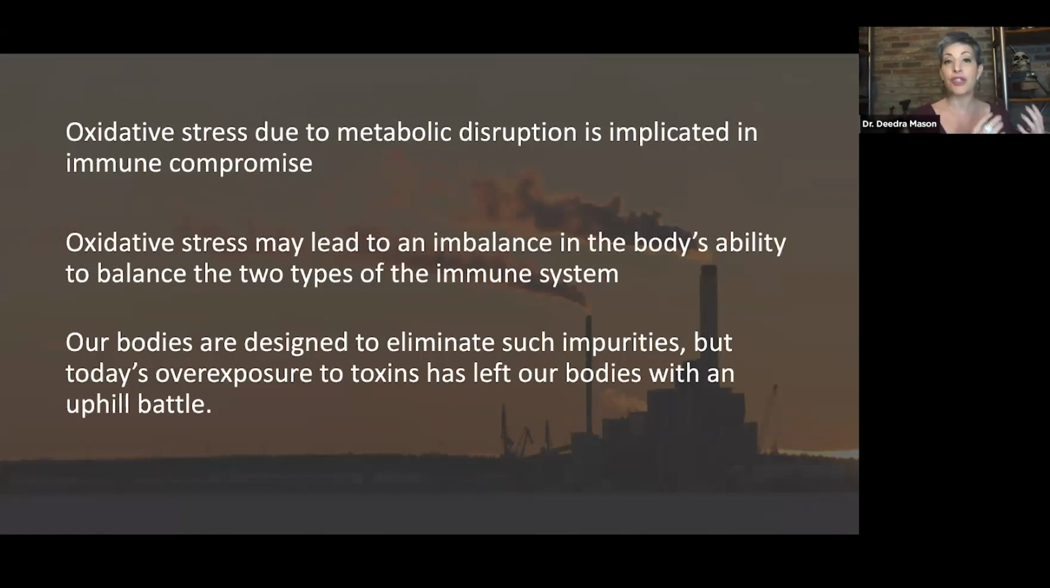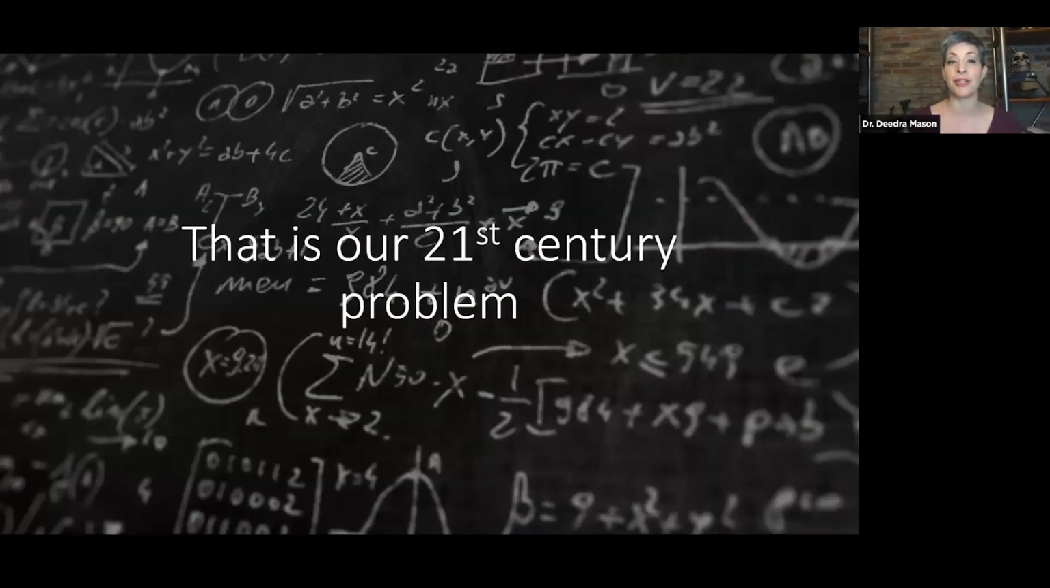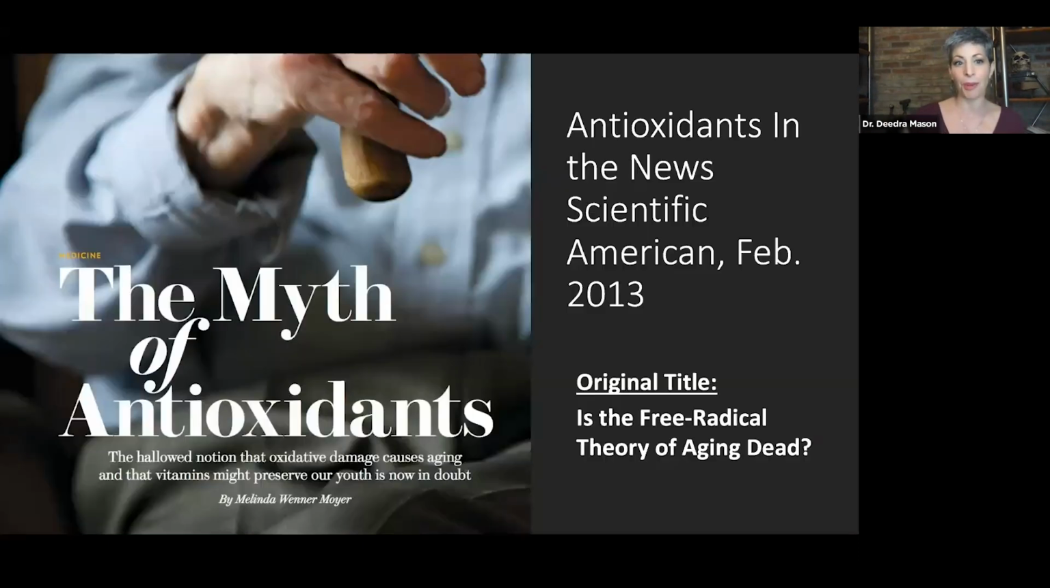Ultimately, this leads to immune decline, a lack of healthy blood sugar metabolism, or vital energy. Oxidative stress can absolutely lead to an imbalance in the body's way it protects itself from free radicals that may otherwise cause harm. Our bodies are designed to eliminate the impurities, but in the world that we live in today, they're simply overwhelmed with these impurities. That is our 21st century problem.